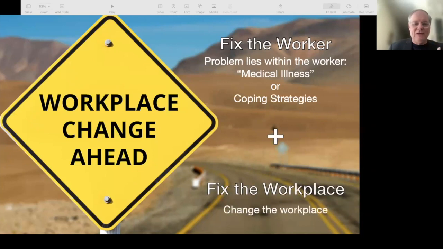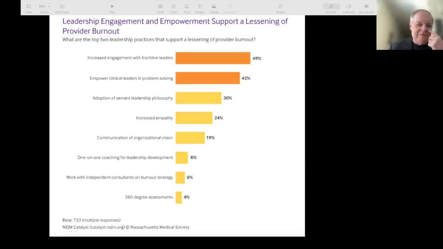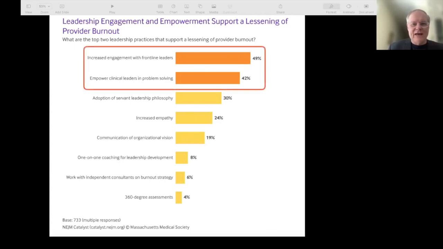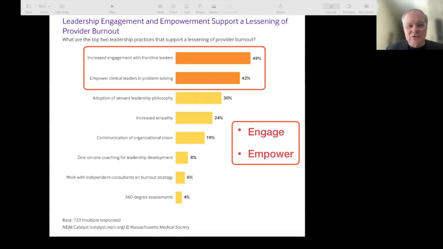So we have to look at both areas. In medicine, the New England Journal of Medicine did a survey and asked physicians what the two biggest areas were that they felt would lessen provider burnout. The two areas were engaging them in decision making and empowering them to make decisions, and actually doing real change in the hospital or in clinics.